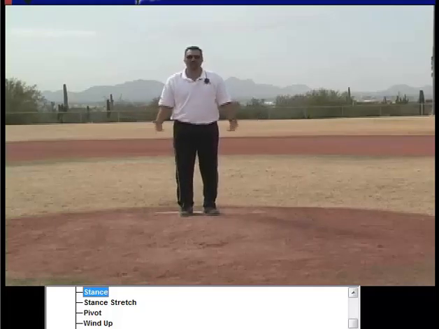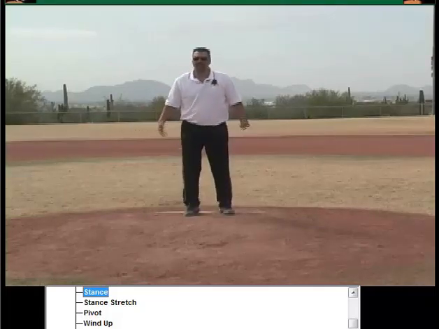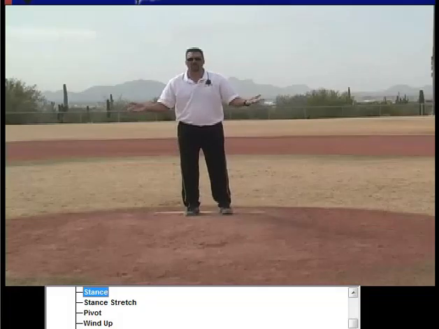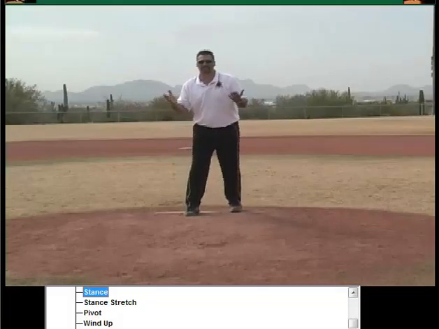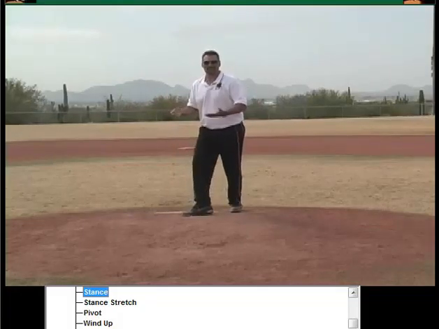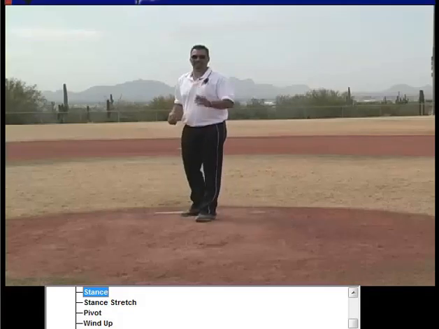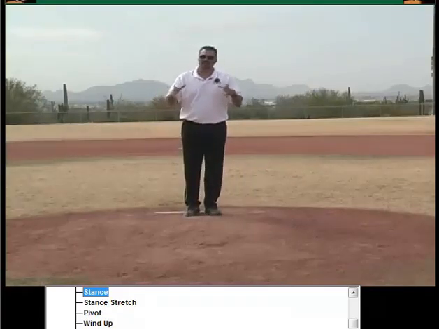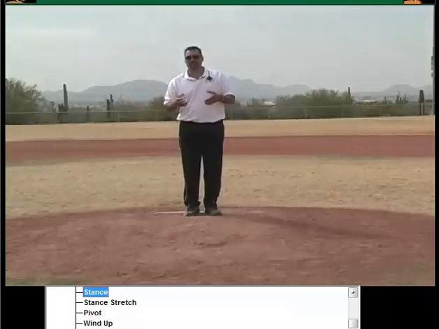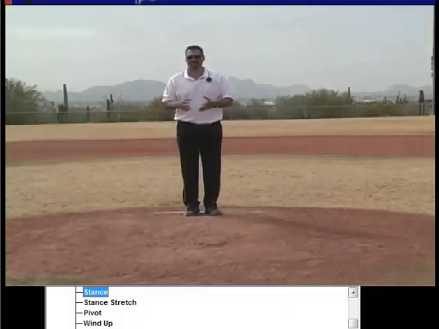Now our stance width varies from narrow to wide. Most major leaguers are at shoulder width or just slightly more than shoulder width, because I can actually move my body, maintain an athletic move, and keep control of my body as I'm going home. So stances are really a position where they feel comfortable. It's built into their delivery.